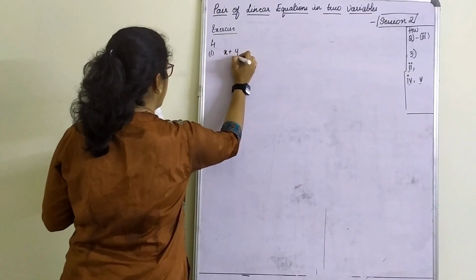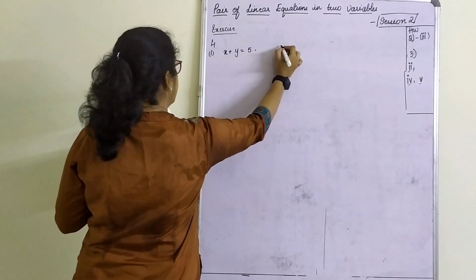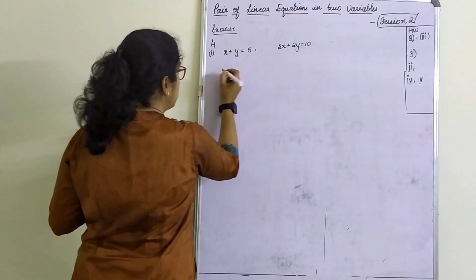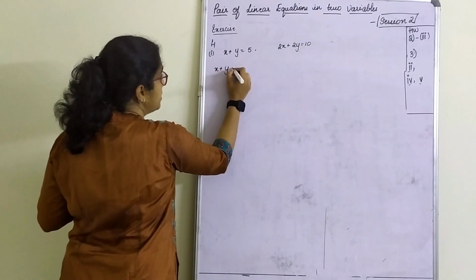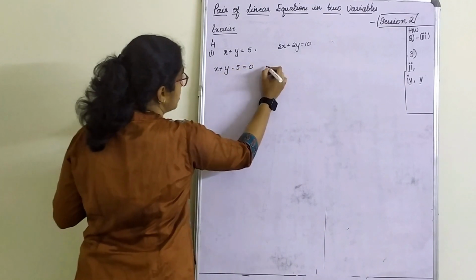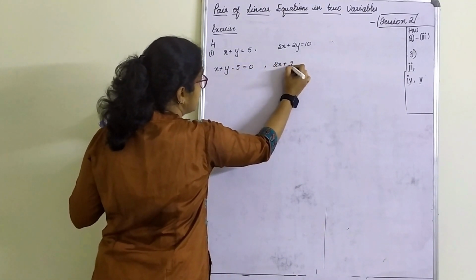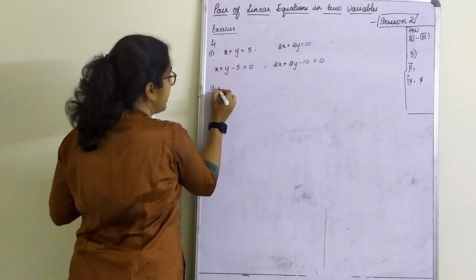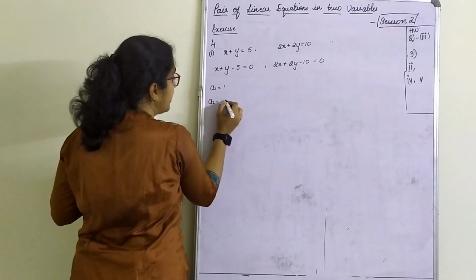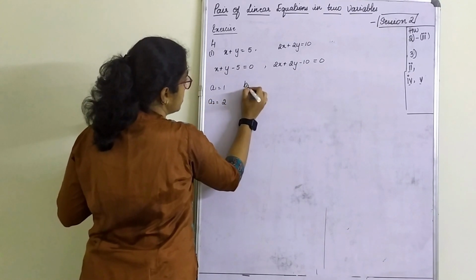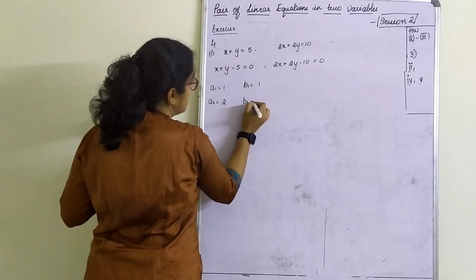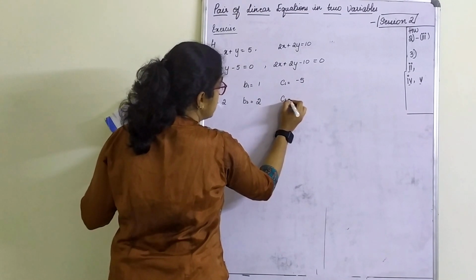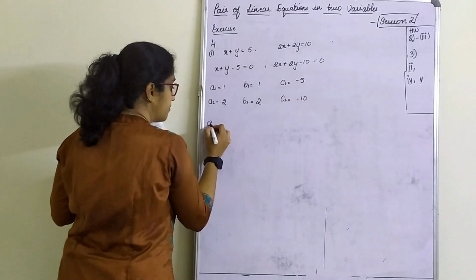That means we need to check each and every equation. I am starting with the first one. X plus y is equal to 5, 2x plus 2y is equal to 10. Arrange it in the standard form: x plus y minus 5 is equal to 0, 2x plus 2y minus 10 is equal to 0. A1 is 1, A2 is 2, B1 is 1, B2 is 2, C1 is minus 5, C2 is minus 10.